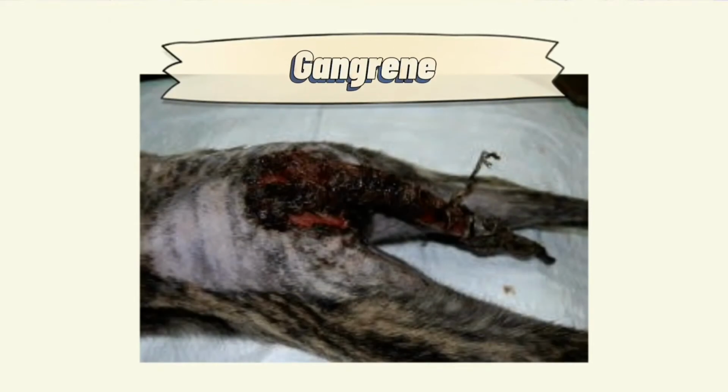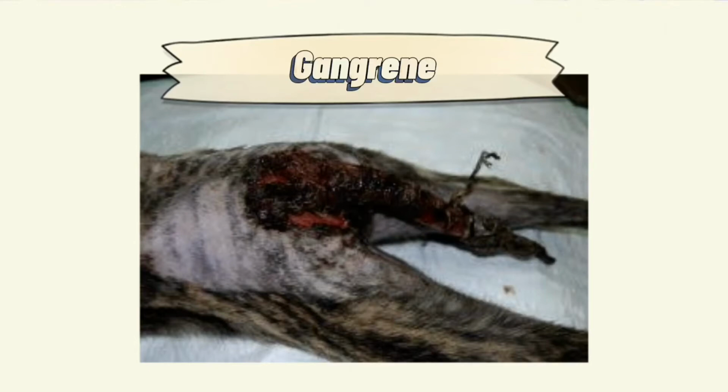Let's move on to gangrene. Gangrene is the invasion and putrefaction of necrotic tissue by saprophytic bacteria. Putrefaction means decaying or rotting. Saprophytic bacteria are bacteria that break down or decompose organic matter, like E. coli and spirochetes.